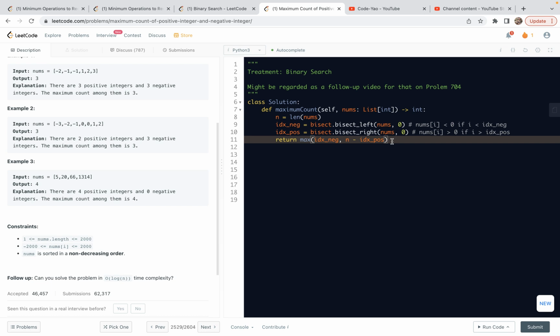With that said, I guess that's about it for this specific problem. I would say it's a good practice for the usage of binary search.